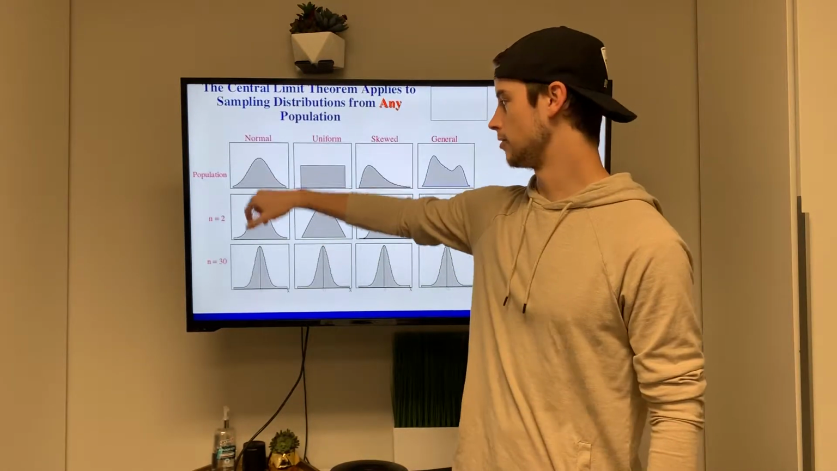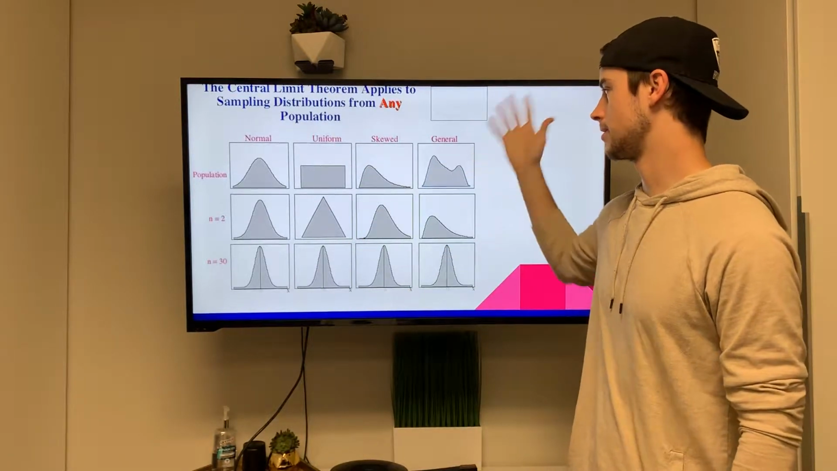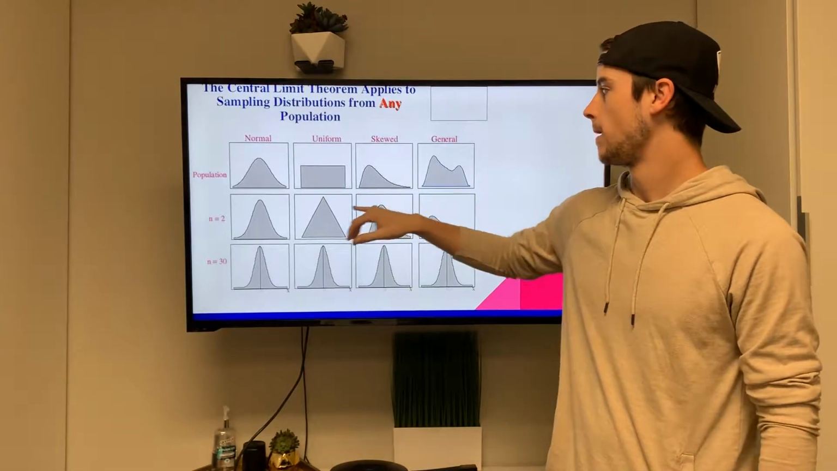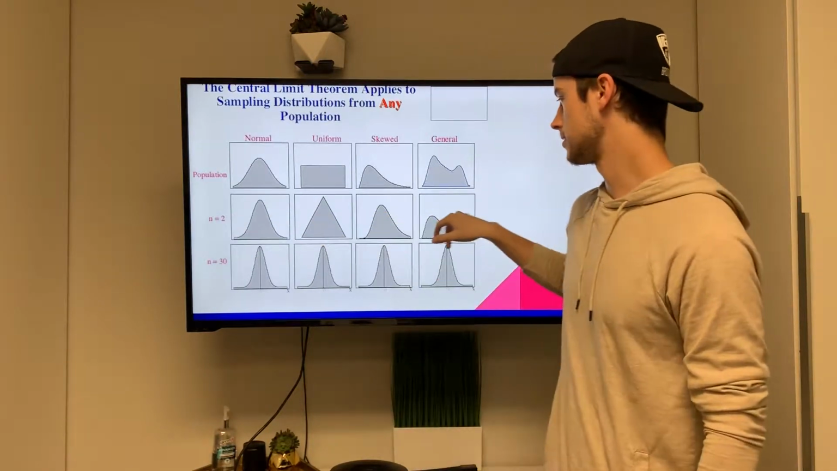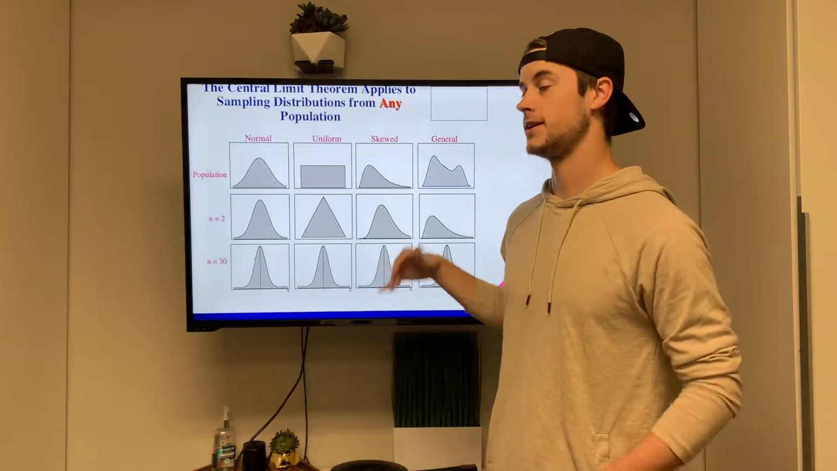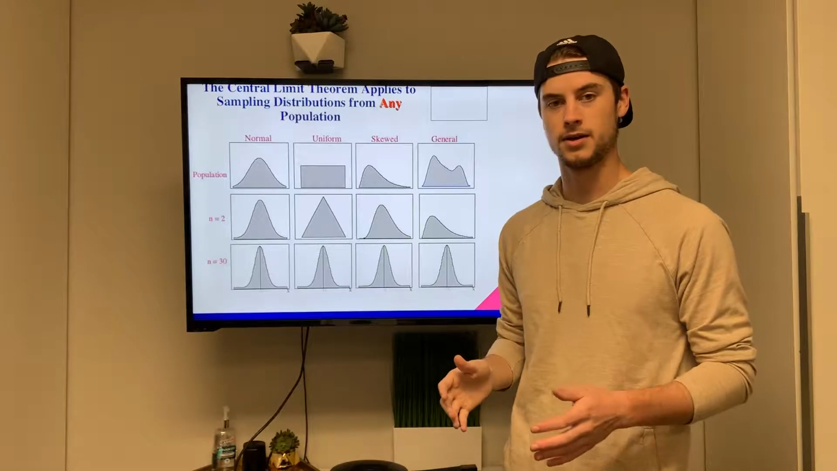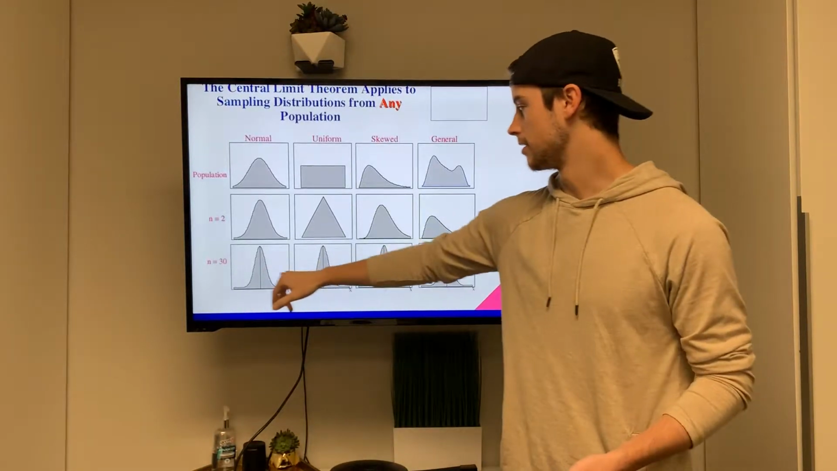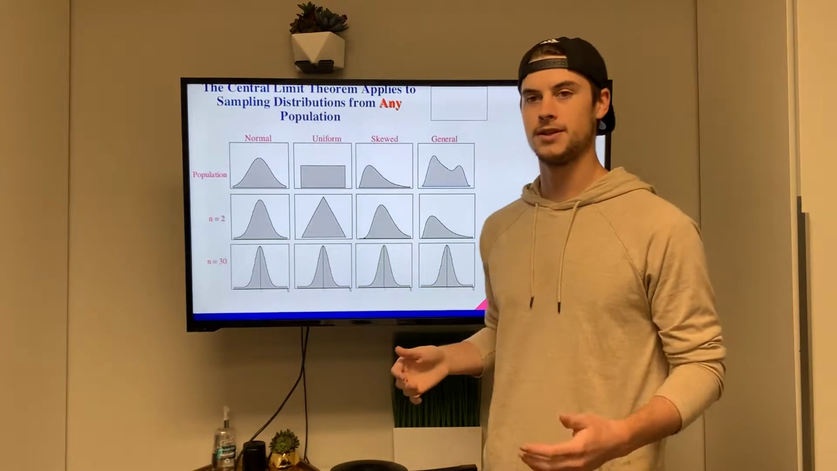The central limit theorem applies to sampling distributions from any population. The population could be a normal distribution, a uniform distribution, a skewed distribution, or just some weird general distribution. So what it's saying is, here's our population distribution, and as n increases, those sample means always converge to our true population mean, and we can then assume a normal distribution for any sample.